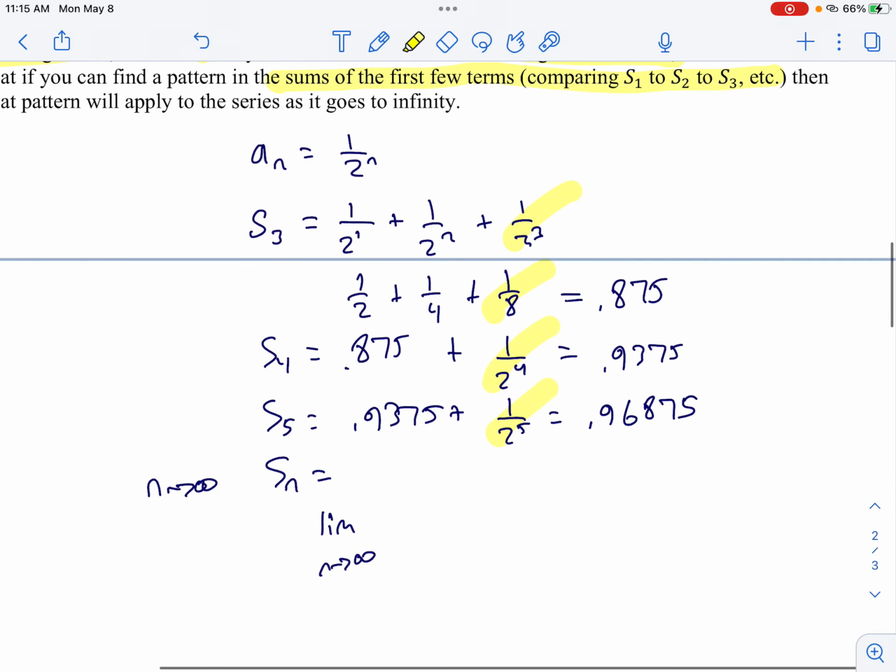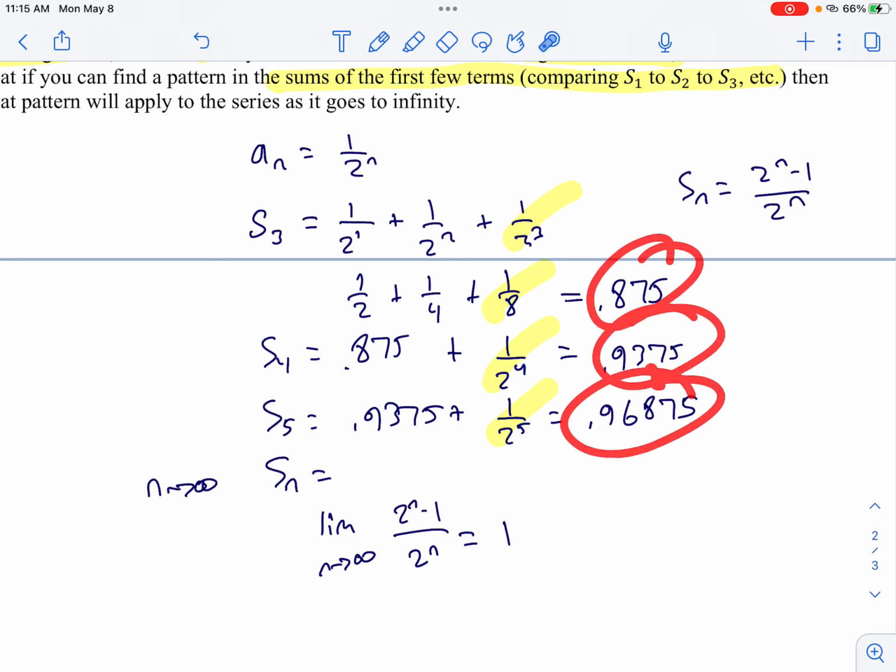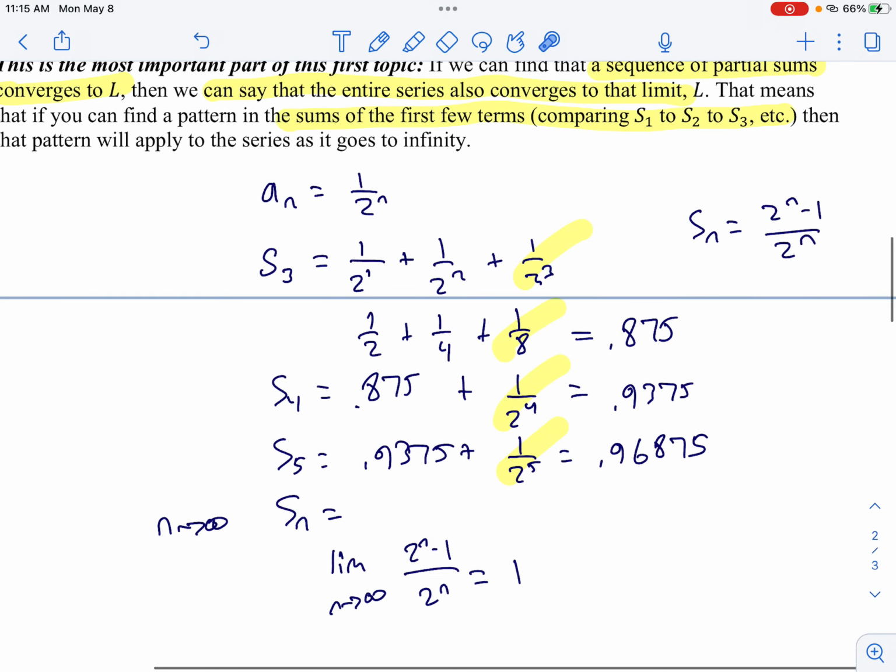We could do a little bit of math, and we could figure out that the partial sum is 2 to the n minus 1 over 2 to the n. So if we evaluated the limit as n goes to infinity of (2 to the n minus 1) over 2 to the n, we'd find that that gets to be 1, which is what we started to see. It looked like we were getting closer and closer to 1, and in fact we are. So that's kind of a big idea.